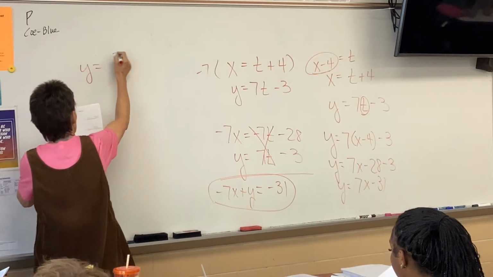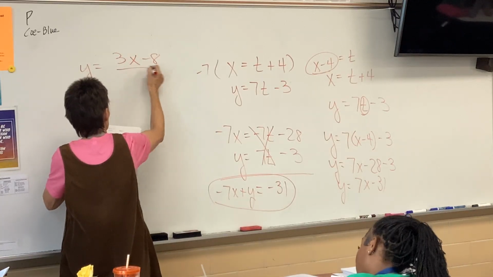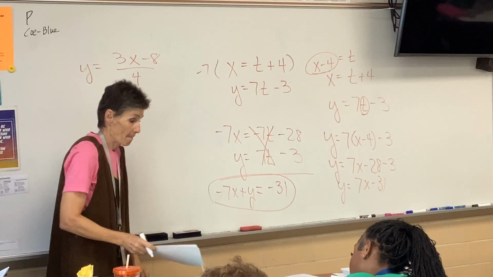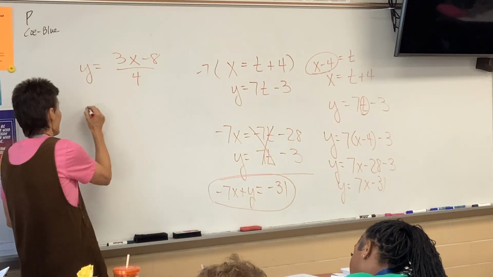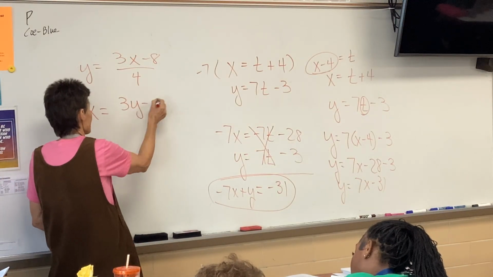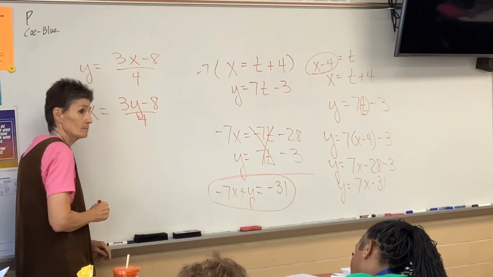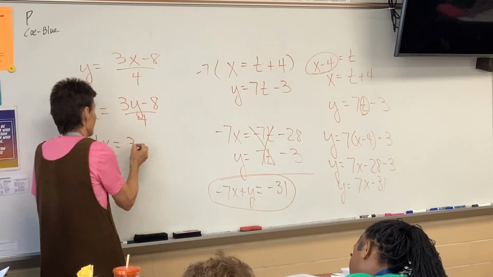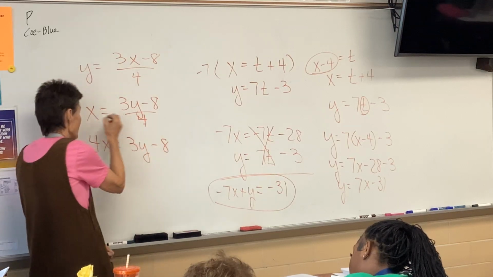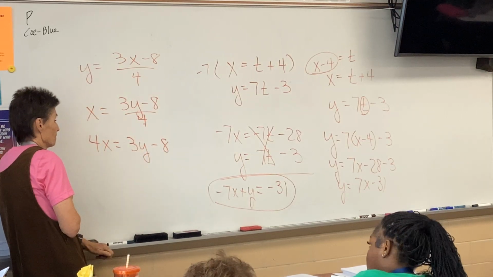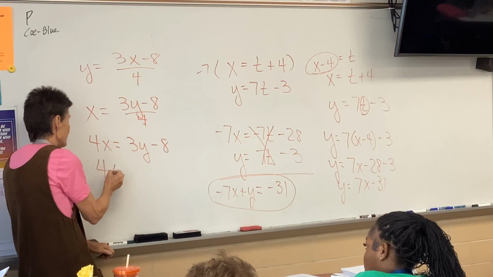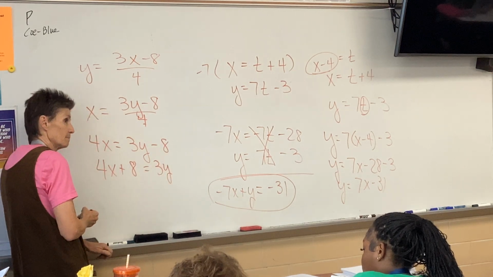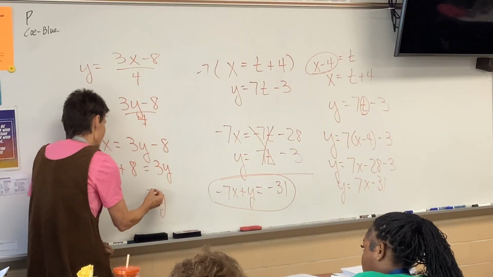y equals (3x minus 8) over 4. Alright, who remembers how to find the inverse? Flip them. So x equals (3y minus 8) over 4. Multiply by 4. Add the 8. And divide by 3.